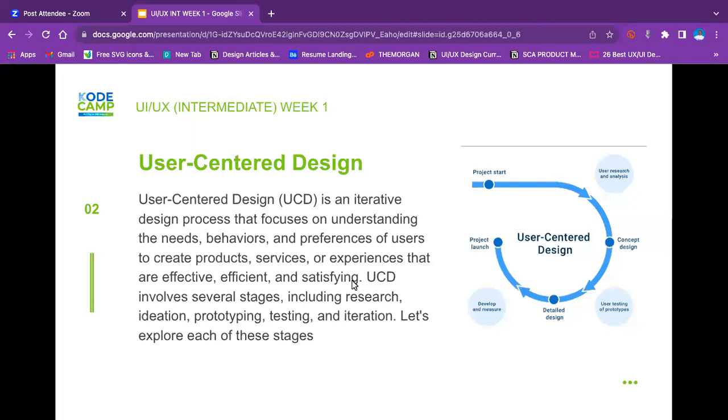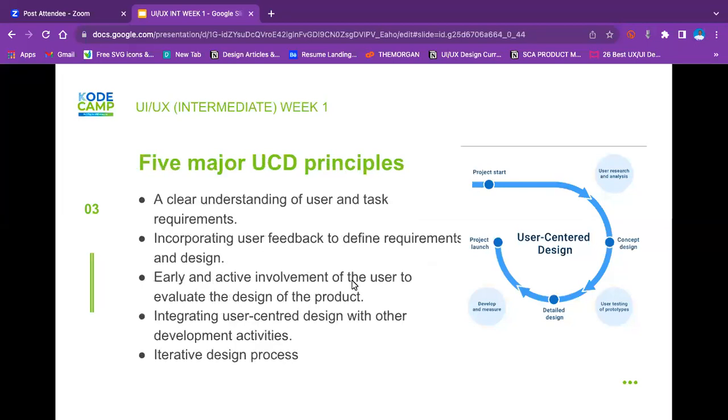Now, this process includes research, ideation, prototyping, testing, and iteration. All of these things, because it's a process, you don't need to skip it. You need to follow it one after the other. So we'll now look at 5 major principles of the user-centered design. Now, what are these principles? First, you need to understand your users and what they actually want. I like using this as an example.